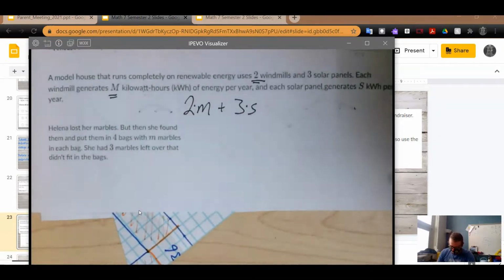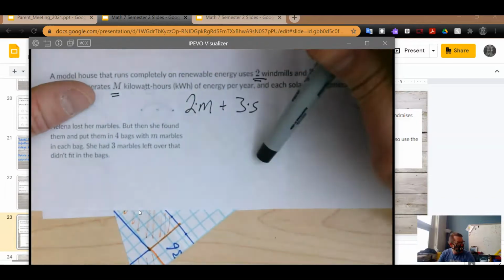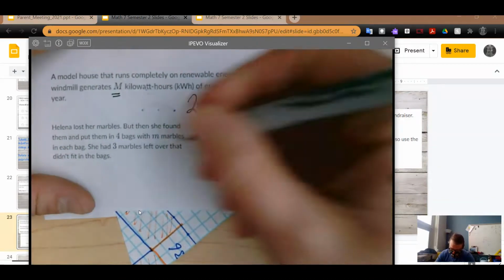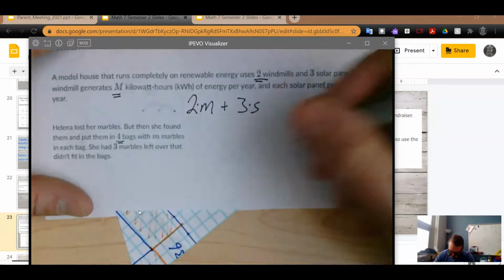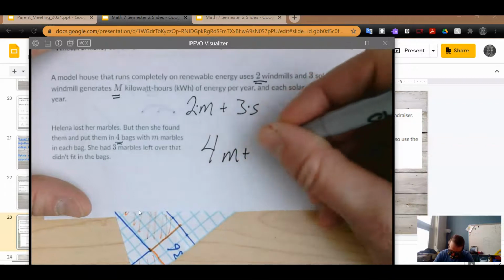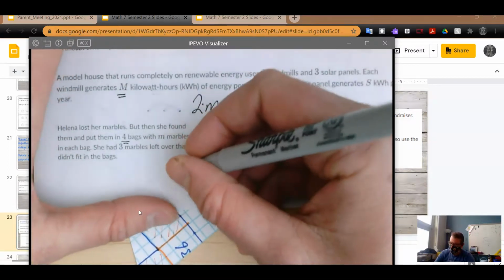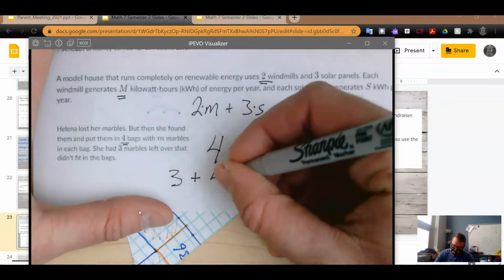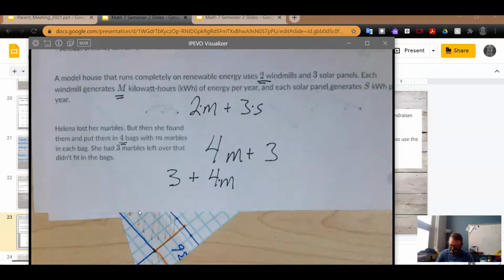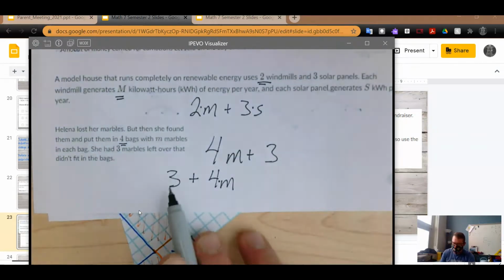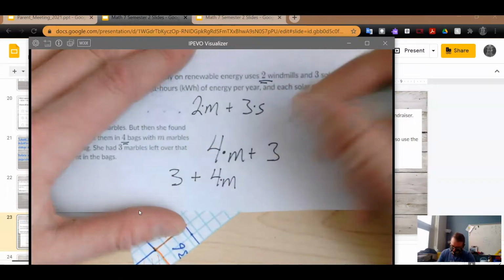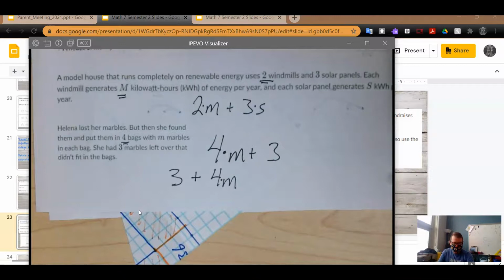Sorry. Anyone want to volunteer to give me this one? It's the last one, so I'll take a volunteer. Isis? Ooh, careful. Yeah, you're right. 4 bags with M. 3 left over. I would have actually written that as I had 3 marbles and I have 4 bags each with M marbles. But these are the same expressions. Notice whether I do 3 plus 4M or 4M plus 3, it's the same thing. So that is another good example of it doesn't matter if you write the constant first or the variable first.